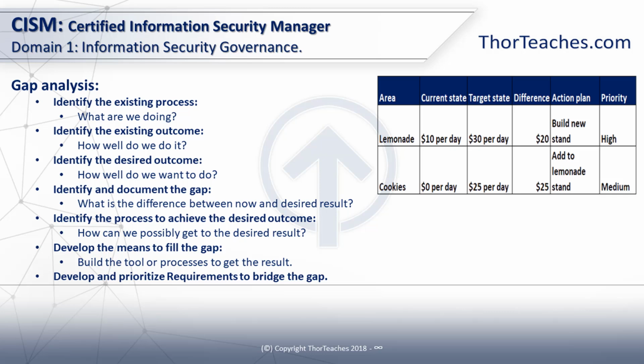Is it high, low, medium? We can scale it on 1 to 10 or whatever we want. But we need to understand how important is this one piece of the puzzle. In the second example, we want to add cookies to our lemonade stand. Same process. In your job role, it could be how do we reduce security incidences? How do we train our staff better to raise their awareness or something like that?